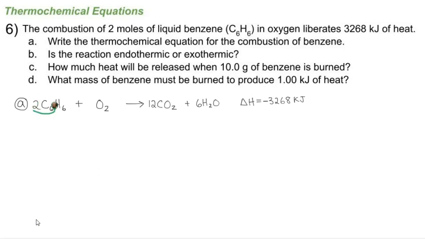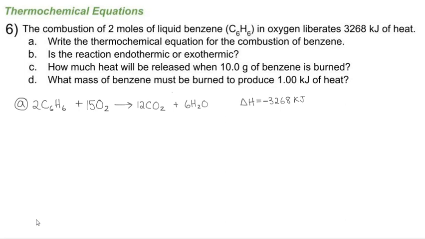So 2 times 6 gives me 12 carbons, 12 carbons, 2 times 6 gives me 12 hydrogens, 12 hydrogens, and now we just have to balance out our oxygen. So we have 2 times 12, 24, plus 6 more, so that's 30 oxygens, so I need to put a 15 in front of my O2 to balance out my thermochemical equation. And now that I have this balanced, I do indeed have 2 moles of benzene, which is good because it tells me that for the combustion of 2 moles of benzene, it produces this amount of heat energy. So A is finished. We wrote our thermochemical equation.